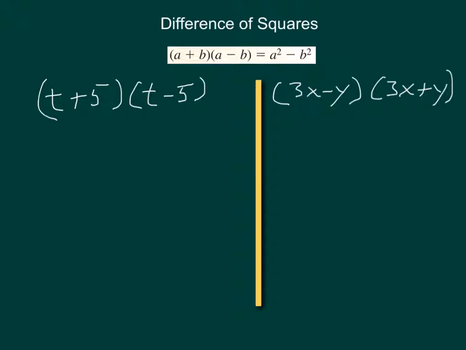Now we're going to move on to the difference of squares. This is where you have the same 2 expressions in each binomial, but in one they're being added, and in the other they're being subtracted. So we have t plus 5 times t minus 5.